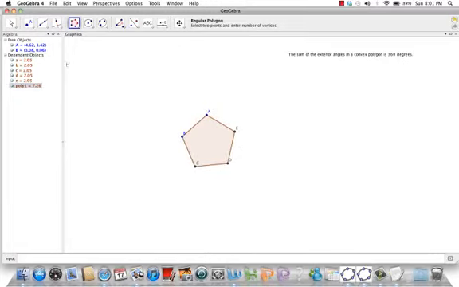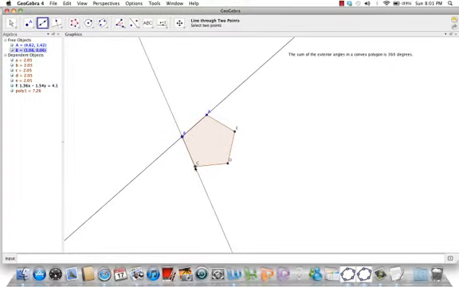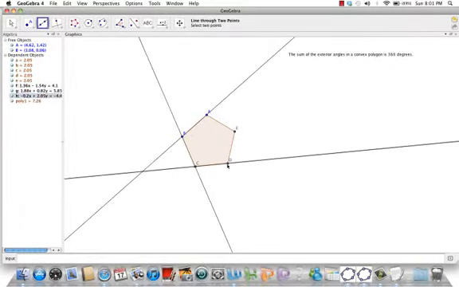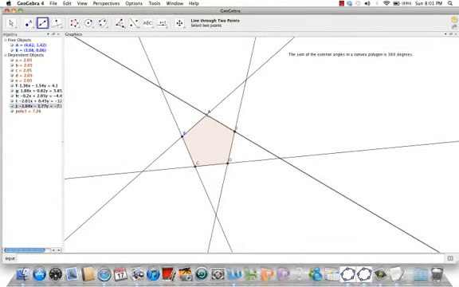Now, in order to show that the sum of the exterior angles in a convex polygon is 360 degrees, we need to draw our exterior angles first. Which means I need to extend the sides of the polygon. So 1, 2, 3, 4, and then 5. All right. And remember how we define an exterior angle. It consists of one side of the polygon and the extended side of the other side of the polygon.